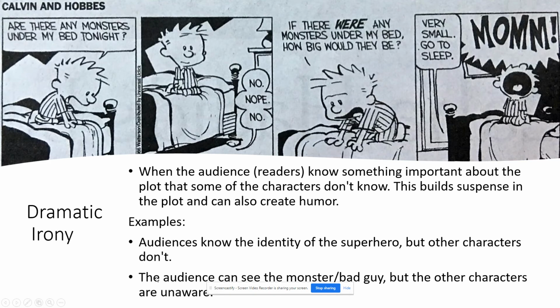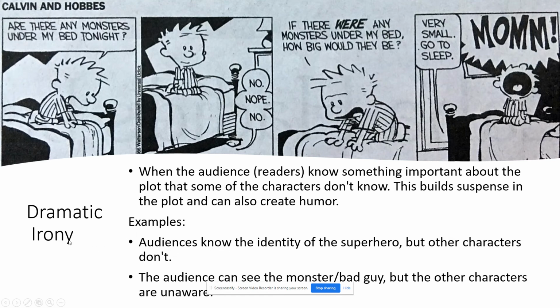So, for example, when you are watching a scary movie and you, as the audience member, can see that there's a bad guy sneaking up on the main character, but the characters don't know. That's a suspenseful moment because we know something, and that creates dramatic irony. Another example would be in superhero movies where we, the audience, know the identity of the superhero, but the other characters in the movie don't. And so it can build suspense. It can also create humor when someone doesn't realize, for example, the identity of someone that they are talking to.